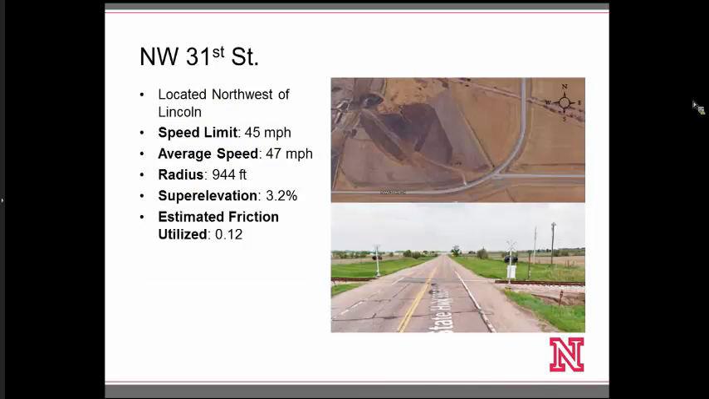My third site was Northwest 31st Street, and this was around the airport area, if any of you are familiar with it. The posted speed limit here was 45 miles per hour, and vehicles were going on average about 47 miles per hour. So they're going faster. That means they feel more comfortable going around this curve than the posted speed limit. You have a smaller radius of 944 feet, super elevation of 3.2%, and the estimated friction utilized by the drivers was 0.12.